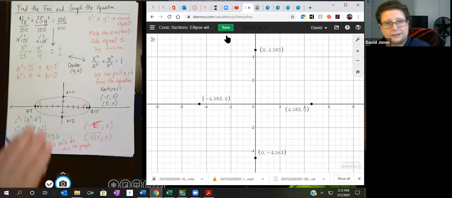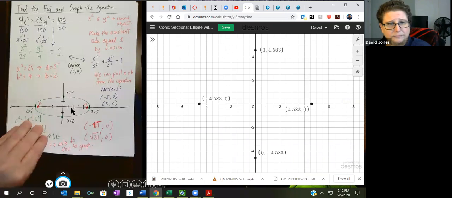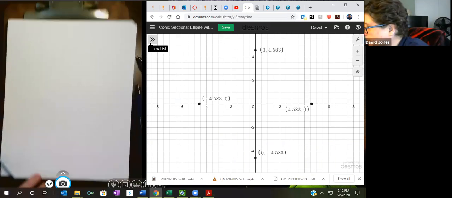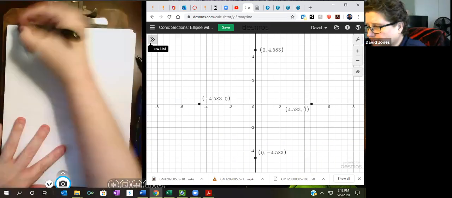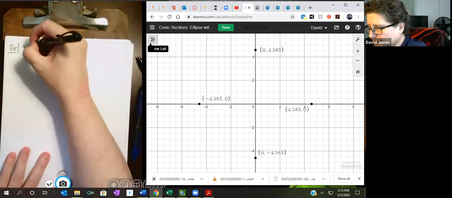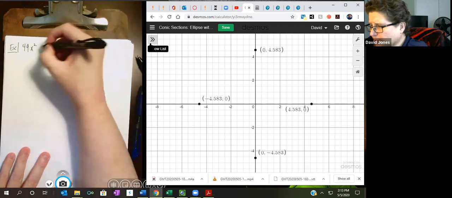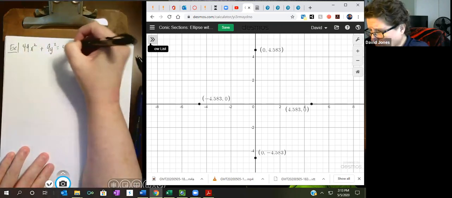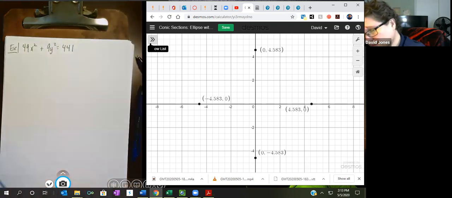All right, let's take a look at our next problem. I'd like you to give it a try first. See what you come up with. We've walked through how to do one of them. See if you can extrapolate what to do here.